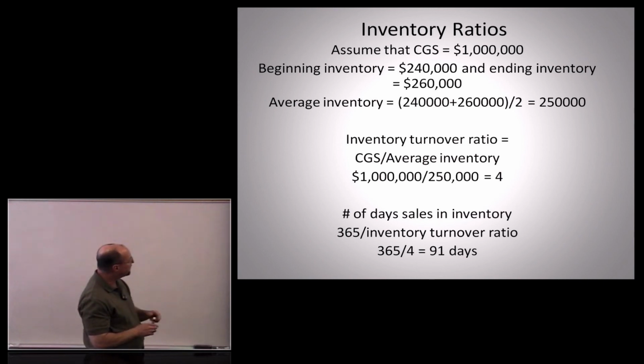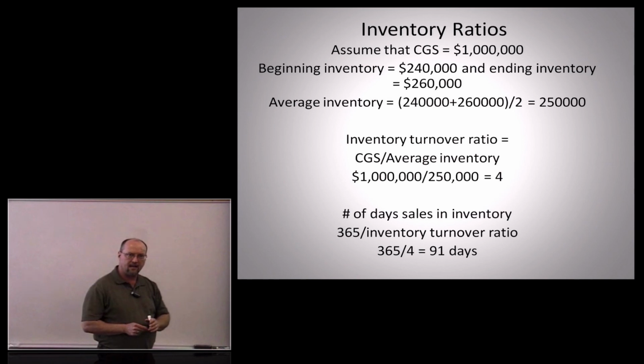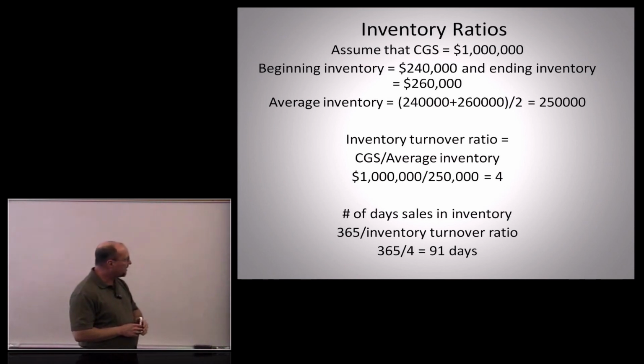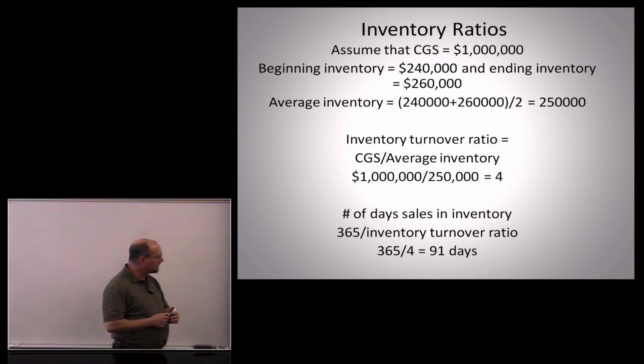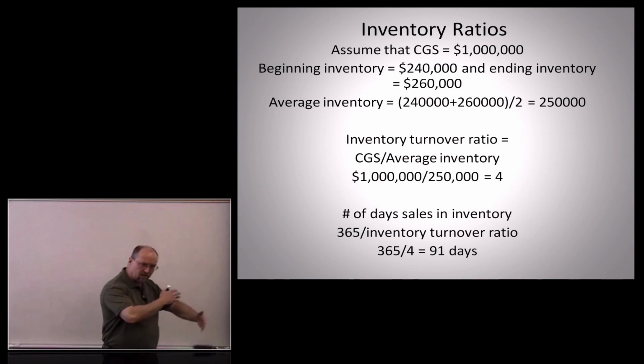So our data, we have cost of goods sold of $1 million. January 1st, our inventory was worth $240,000, and at the end of the year, December 31st, it was worth $260,000. So my average inventory, I take 240 plus 260, I divide it by 2, and I get $250,000. That was the average level of inventory throughout the year. Okay, now, if my cost of goods sold was $1 million and my average inventory level was 250, that means I sold my inventory 4 times throughout the year.